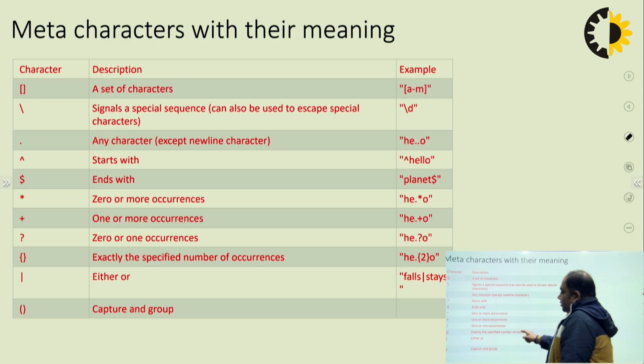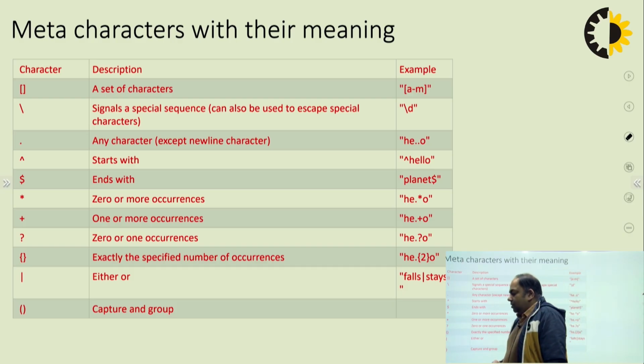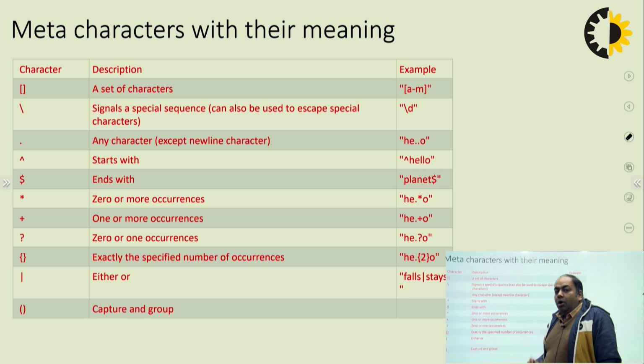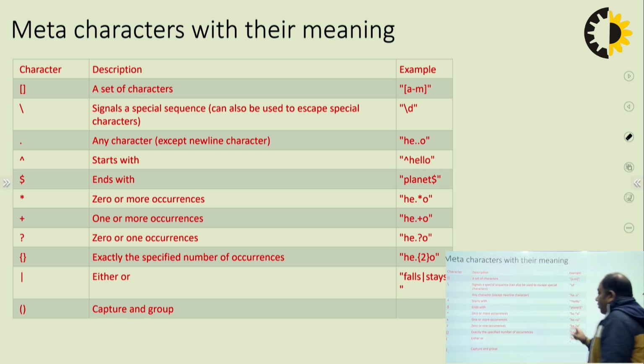For curly brackets, they specify exactly the number of occurrences, that is, how many times we need that character to occur. For defining that O should be written 2 times, we write 2 inside the curly brackets.